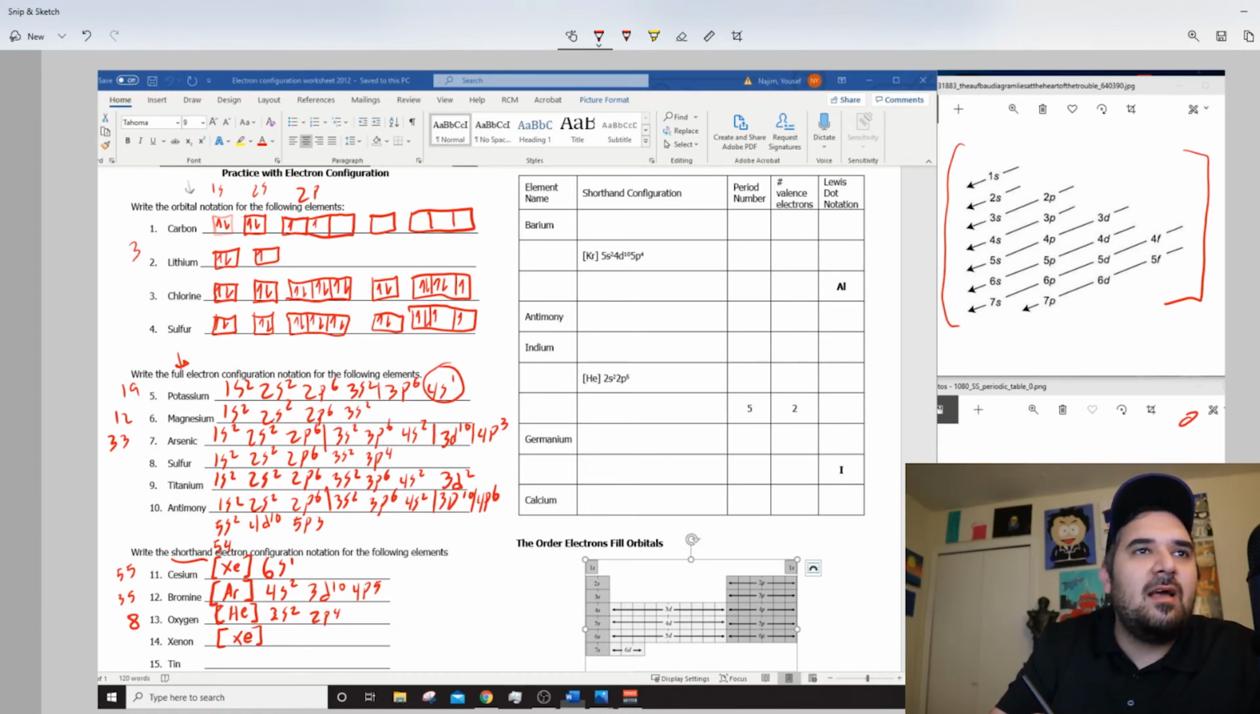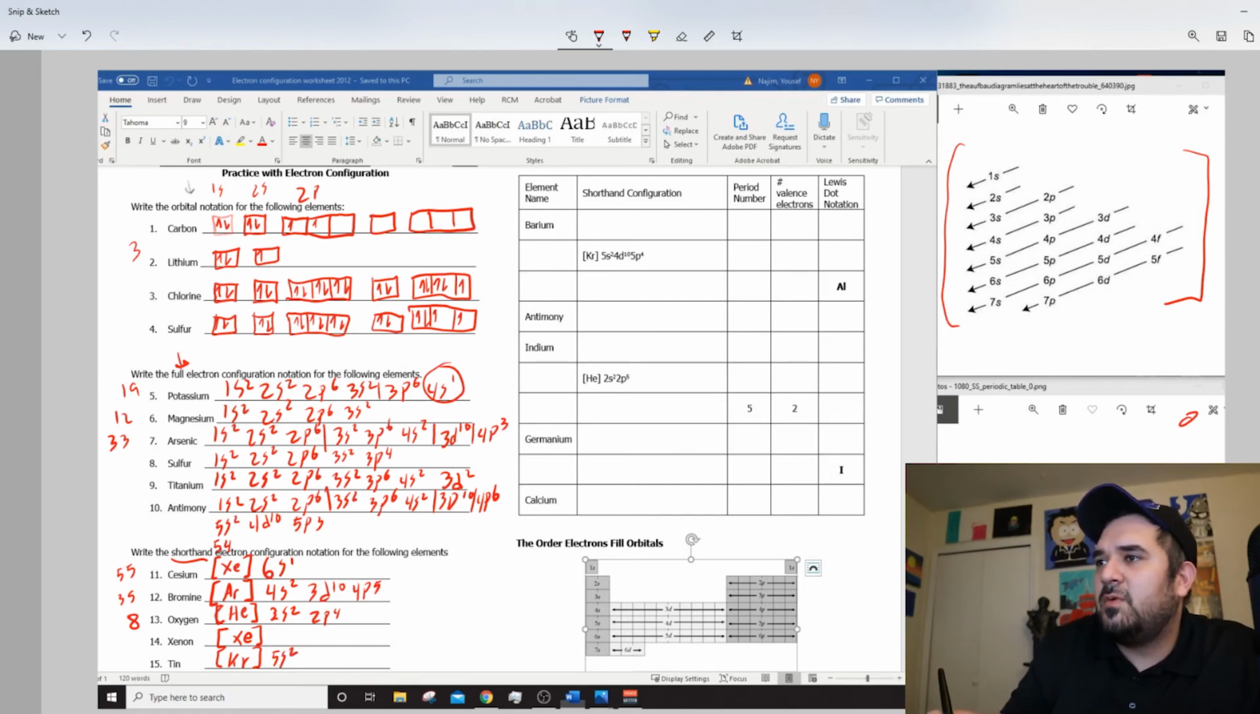All right, next one we have is tin. It's not SB, it's SN. So SN right here, that's tin. For tin, we're going to use krypton. So Kr for krypton. And then after krypton, we got our 5s2.